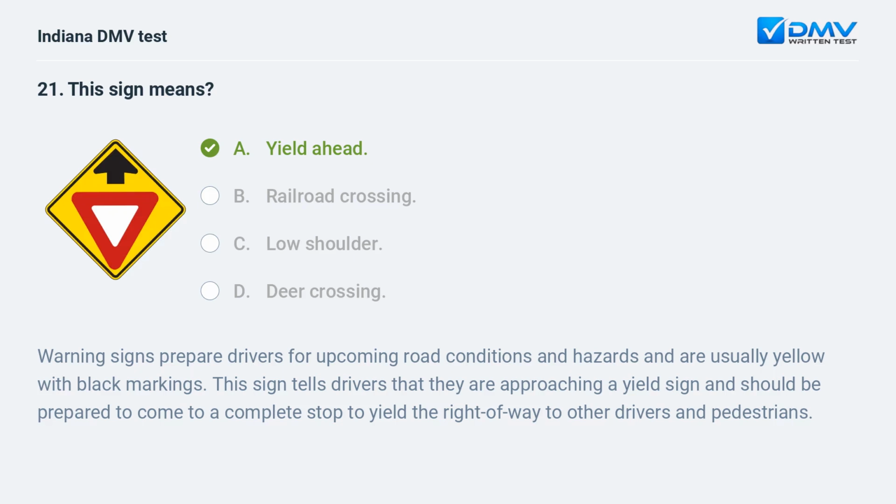Warning signs prepare drivers for upcoming road conditions and hazards and are usually yellow with black markings. This sign tells drivers that they are approaching a yield sign and should be prepared to come to a complete stop to yield the right of way to other drivers and pedestrians.